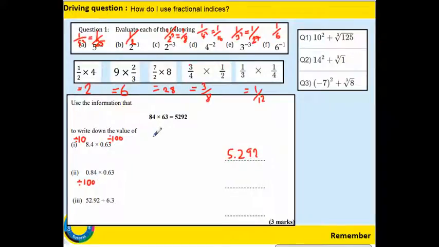Okay, looking at the original calculation again, this has been divided by 100 to get from 84 to 0.84, and divided by 100 to get from 63 to 0.63. So I'm going to divide this number by 100 twice, or divide it by 10,000, which gives me 0.5292.